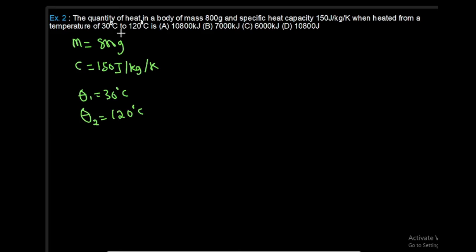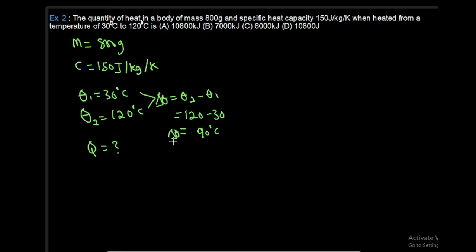All right. So they say the quantity of heat is what we're looking for. So Q is unknown. Now, before we go on to solve, we need to get our temperature change, which is change in temperature delta theta. That's equal to final temperature minus initial temperature. Now, our final temperature is 120 minus 30, and that will give us 90 degrees Celsius. So this is our temperature change.